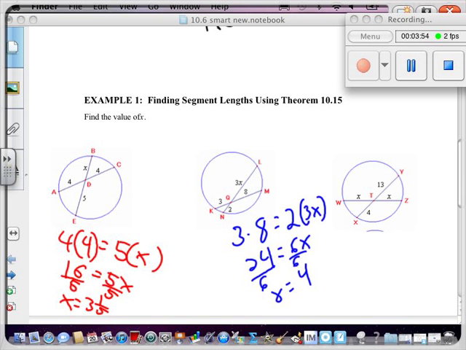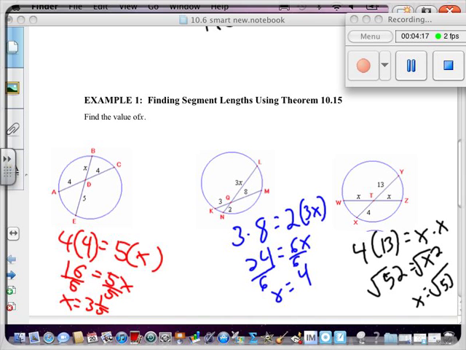All right. Let's do the next one. 4 times 13 equals x times x. What's x times x? X squared. So we get 52 equals x squared. How do we get rid of the little squared? Square root. So we get x equals the square root of 52. I don't know what that is off the top of my head, but that could be the right answer.